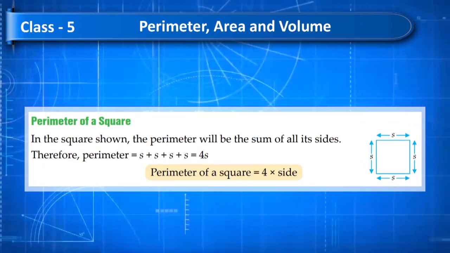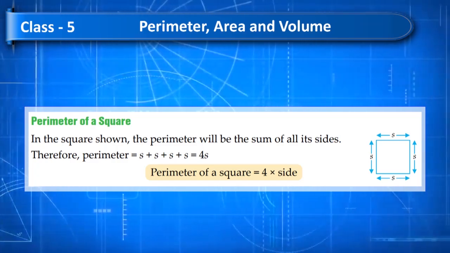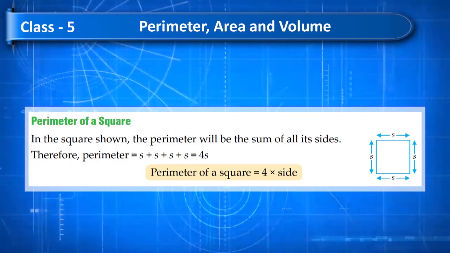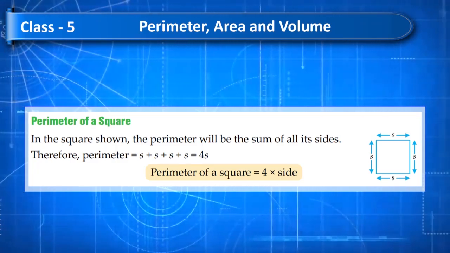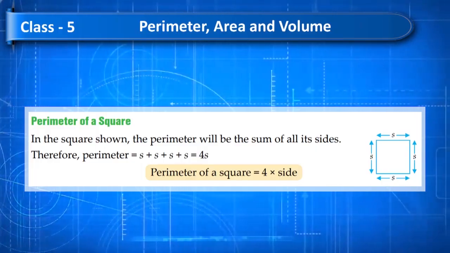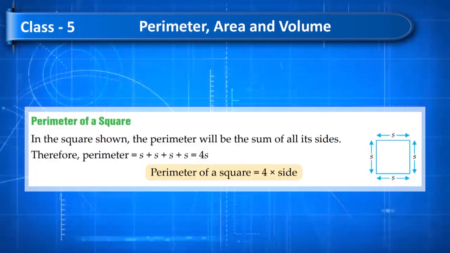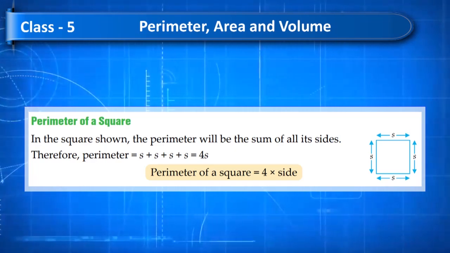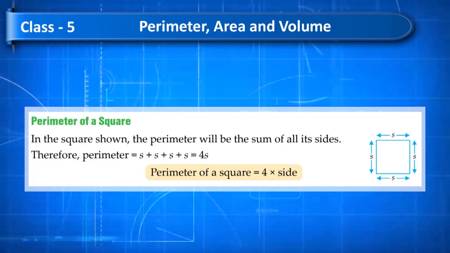Perimeter of a square. In the square shown, the perimeter will be the sum of all its sides. Therefore, perimeter is equal to S plus S plus S plus S, which equals 4S. Perimeter of a square is 4 multiplied by side.